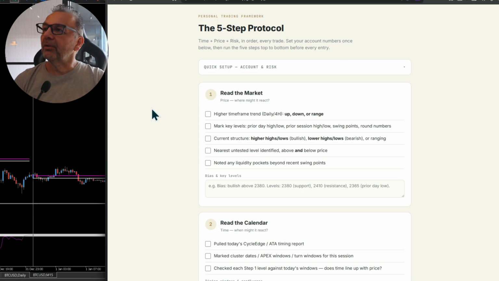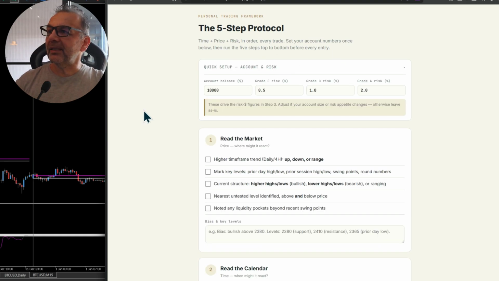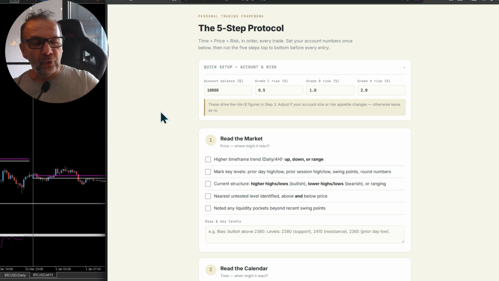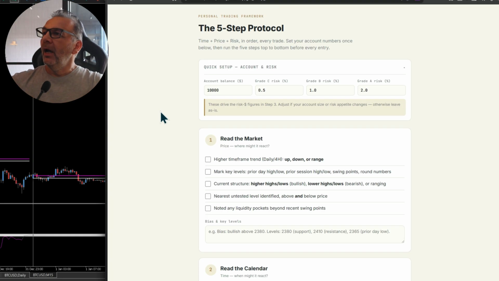The 5-step protocol for us is going to be time plus price plus risk in order, every trade. So this is going to allow us to set up our trades. We'll have a 5-step protocol, 5 easy steps. The reason I keep everything a maximum of 5 steps is that beyond 5 people start to get confused, but if we keep things 1 to 5 nice and clear, it'll be fine. More than a handful always goes to waste, so just 5 steps is good. And this is going to be the protocol.